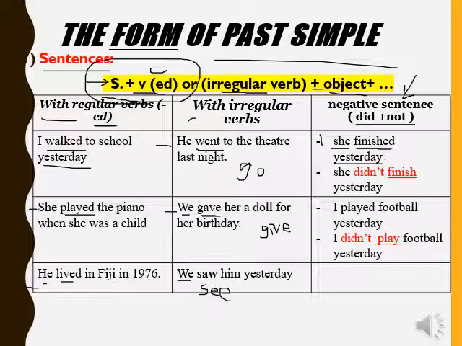When I want to make it negative, she, I have to use did plus not, this one. She didn't finish yesterday. Look at the verb finish. Here we have ed, but in negation we don't put ed.